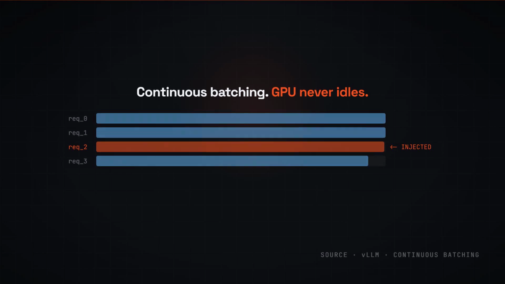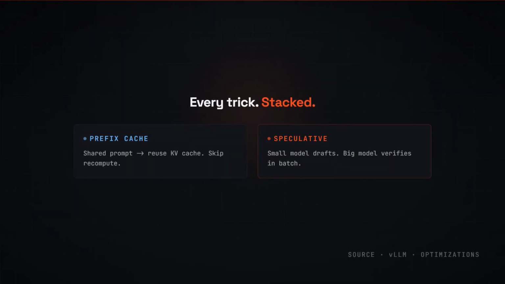Then continuous batching. Old serving systems waited for a whole batch to finish before starting the next. vLLM injects new requests the instant a slot frees up. No waiting. The GPU never idles. Combined with CUDA graphs and flash attention, the throughput stacks up fast, and it keeps optimizing. Prefix caching reuses the KV cache when two requests share a prompt. Speculative decoding drafts tokens with a small model and verifies them in batch. Every trick in the book, stacked on one server.